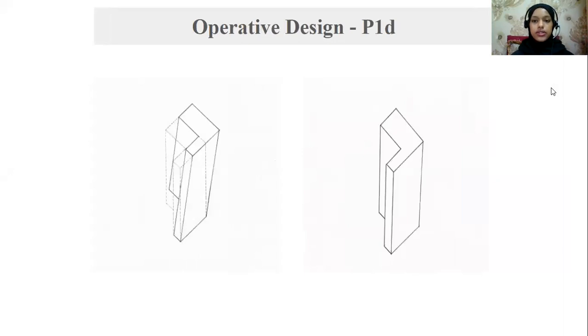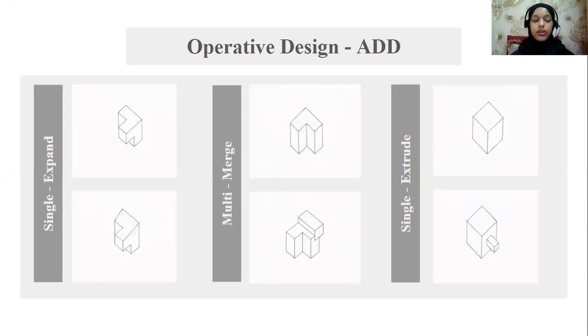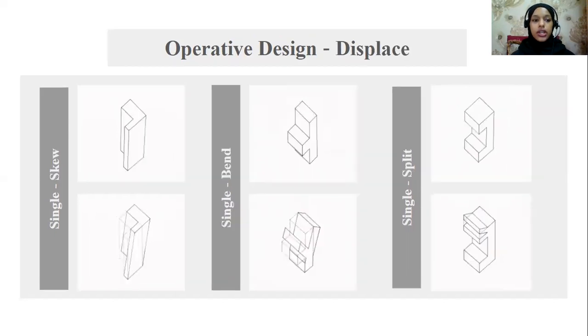And going to the operative design or project 1D, this is an example of the operative design, which is add, displace, and subtract. You make a difference in the original model, the existing volume. Starting with the add, on the left you can see I used the expand method. In the middle I used the merge. On the right I used the extrude. In displace, I used the first method, which is skew, on the left. In the middle, I used the bend. On the right, I used the split.